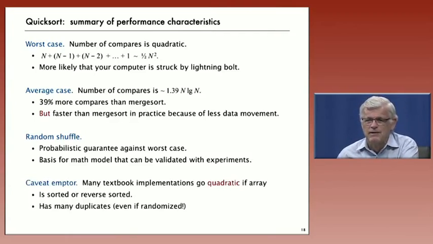Now there are some things that you have to watch out for with quicksort because the implementation is a bit fragile and it's easy to make mistakes, and you'll find textbook implementations or implementations out on the web that wind up running in quadratic time in certain situations. You have to be a little bit careful of that, and even if everything is randomized, if there are lots of duplicates and the implementation's not done quite right, quicksort might take quadratic time.